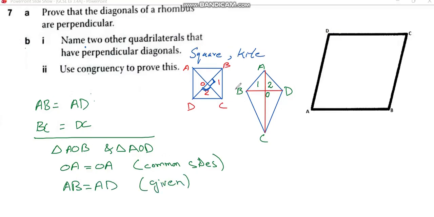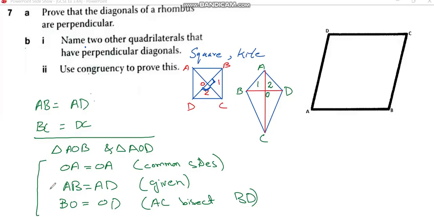As we can see, the diagonal AC is bisecting the diagonal BD, which means it divides the diagonal BD into two equal halves. So we can write that the side length BO is equal to the side length OD, and we can give the reason that AC bisects BD into two equal halves. So as we have proved the 3 pairs of corresponding sides equal, we can write that the triangle AOB is congruent to the triangle AOD.